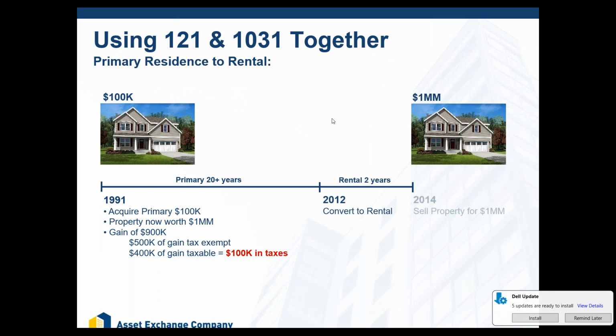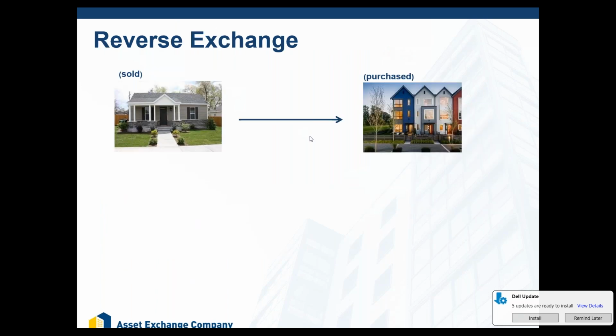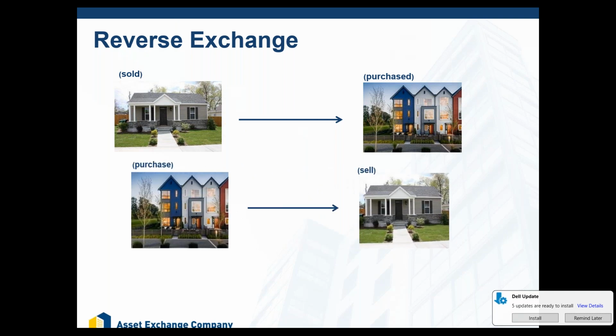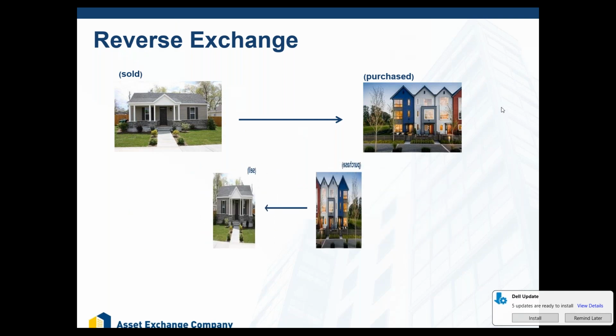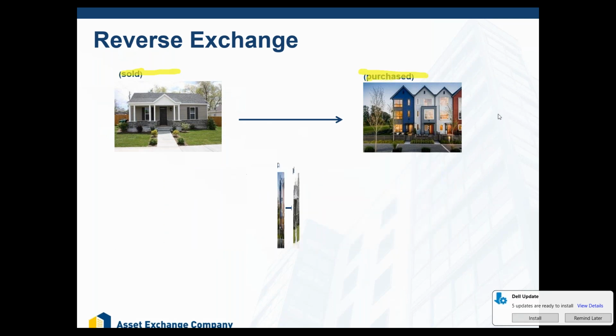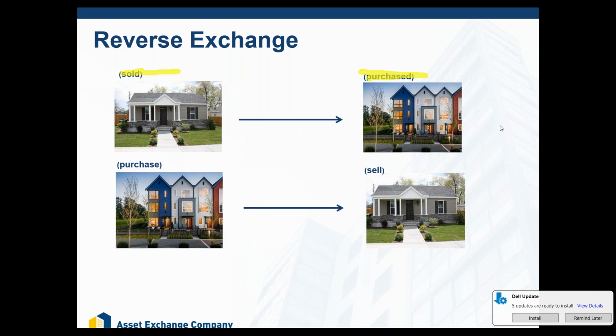But before we move to shut down the presentation, I do want to talk about the reverse exchange. Reverse exchanges allow you to do your exchange in reverse. So instead of selling your property and then buying, you're going to do the opposite, right? You're going to buy first and then sell, all right? So you purchase your replacement property first, and then you have 180 days to get your property sold.